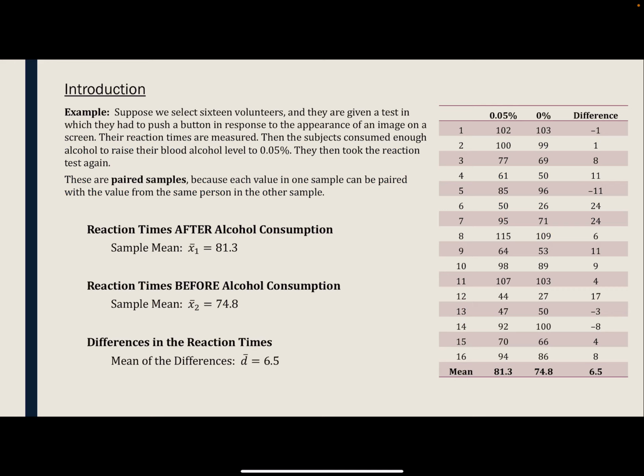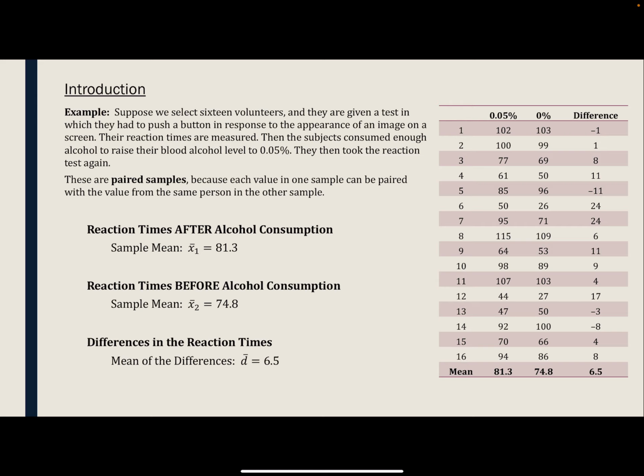So I want to use an example to talk about how we set up this pairing and the notation and the relationship this has to our 2-sample t-test. So we have an example here. It says, suppose we select 16 volunteers and they are given a test in which they had to push a button in response to the appearance of an image on the screen. Their reaction times are measured. Then the subjects consume enough alcohol to raise their blood alcohol level to 0.05%. And then they took the reaction test again. So this is an example of paired samples because we have the same set of individuals in both samples. So we have the data before they consumed alcohol and then the data after they consumed alcohol.